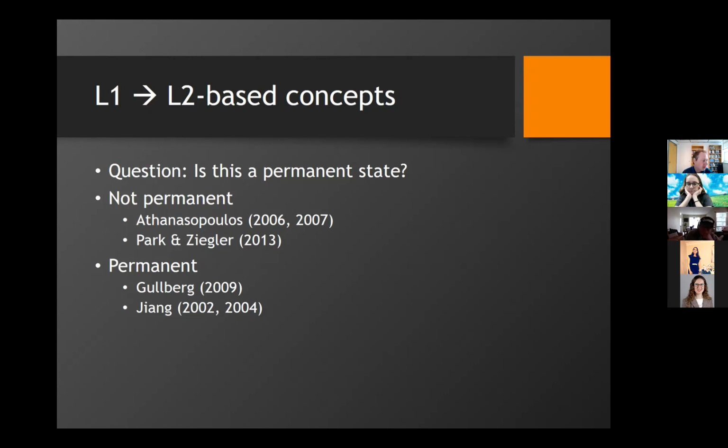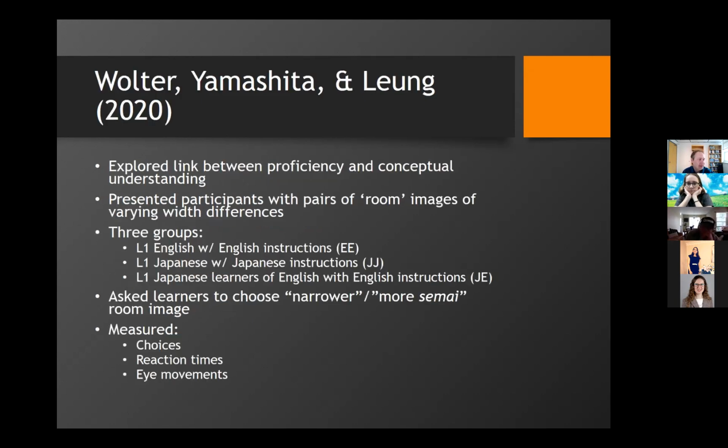And of course, Zhang also, who developed that model we saw earlier, has some evidence to support this. This is something I wanted to explore as well in a recent study. So I teamed up with a couple of my collaborators, and we wanted to look at this link between proficiency and conceptual understanding. We were trying to determine whether or not your conceptual knowledge changes as you gain proficiency. And we leveraged this difference between English narrow and semai to see if native speakers of Japanese learning English would change their conceptual understanding of the word narrow as they gain proficiency.